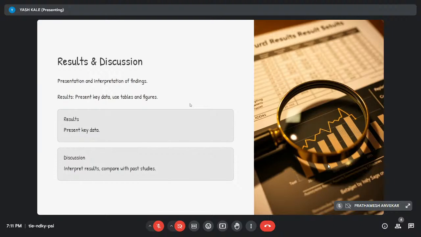Then after presenting the results, you should discuss their implications. Did your results confirm the hypothesis that you have made, or how do they compare with the previous research conducted? This section is where you interpret the data and explain any unexpected findings or new findings.